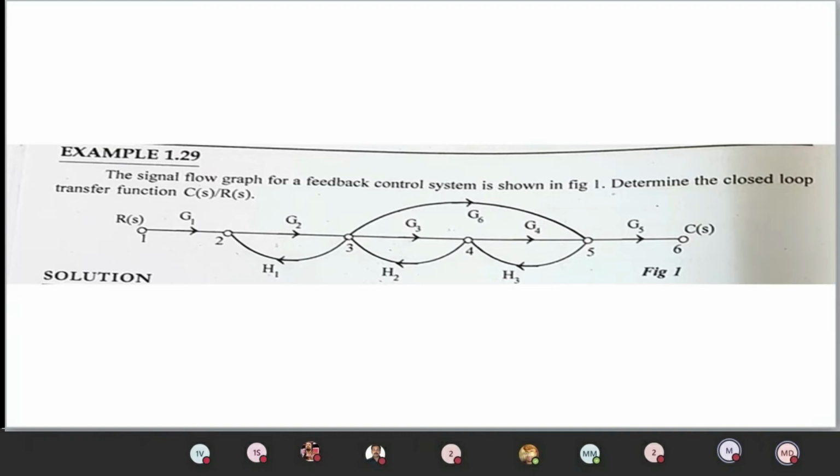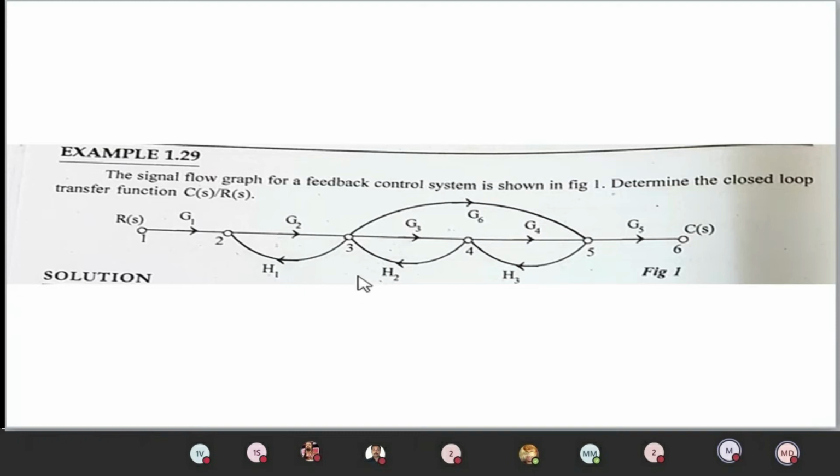You can notice that node 3 is common for all the loops. Hence the product of non-touching loops is only 1. You don't have any non-touching loops here. Because 2 to 3, 3 to 2 is loop 1. 3 to 4, 4 to 3, loop 2. 4 to 5, 5 to 4, loop 3. So 3 to 5, 5 to 4, 4 to 3 is loop 4.